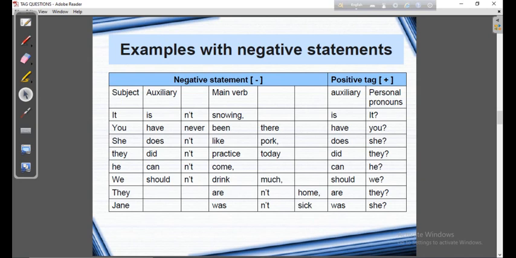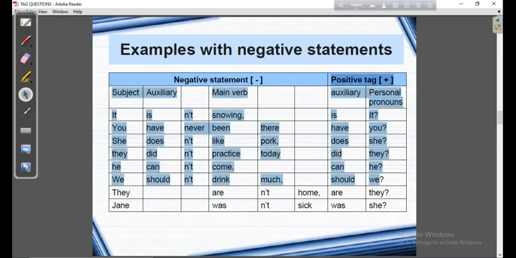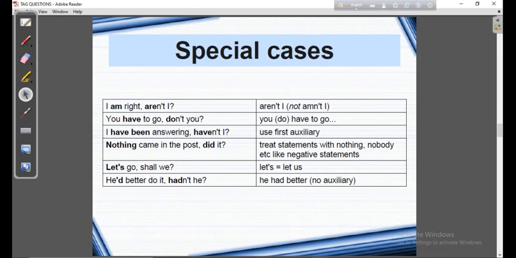So this is the case. These are the cases with negative statements, and that is why, as the statement is negative, it has taken a positive tag. Okay, there are some special cases. That means you have already learned some rules, but sometimes you may face some special cases where you won't find any affinity with the rules you have already learned.